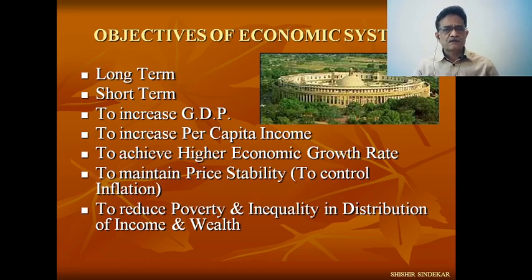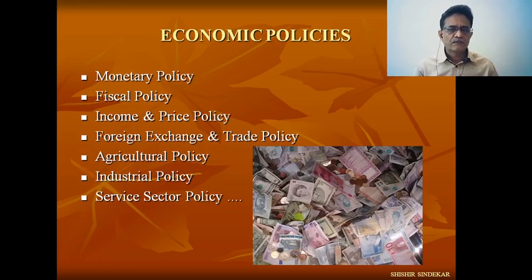Every economic system has the same objectives. There are two types. One is long term, second is short term. So for the long term, I could say to increase the gross domestic product, national income, per capita income, as well as to achieve higher economic growth rate, to maintain price stability, to control inflation, to control recession also, as well as to reduce the poverty and inequality in the distribution of income and wealth, also to increase the employment level and standards of living.